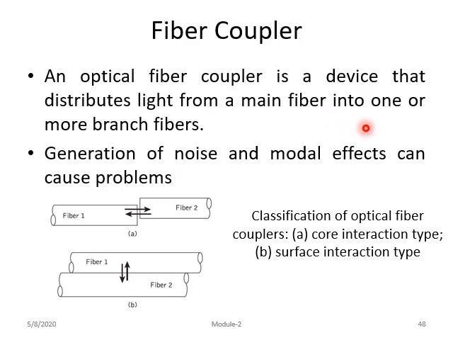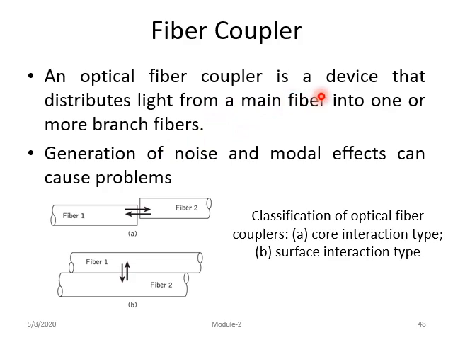A fiber coupler is a device that distributes light from a main fiber into one or more branch fibers. Generation of noise and modal effects can cause problems in this particular fiber coupler. Classification of fiber couplers can be done with respect to core interaction type or surface interaction type. So core to core interaction or surface to surface, fiber to fiber, information is passed. This is how the coupling can be done from one unit to another unit of fiber ends.